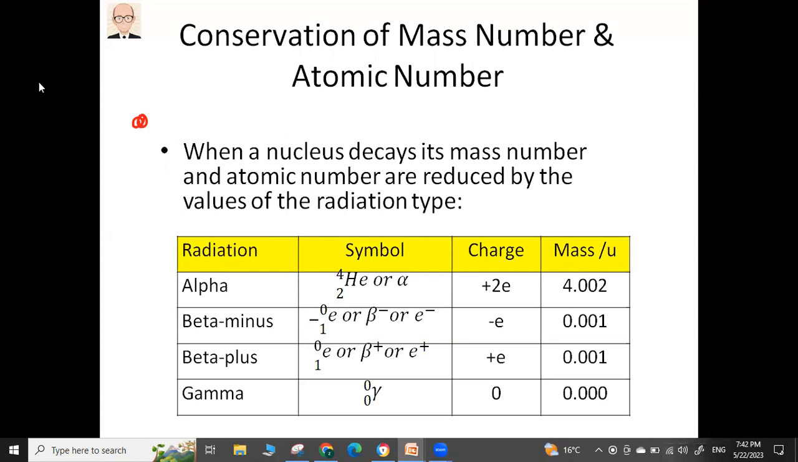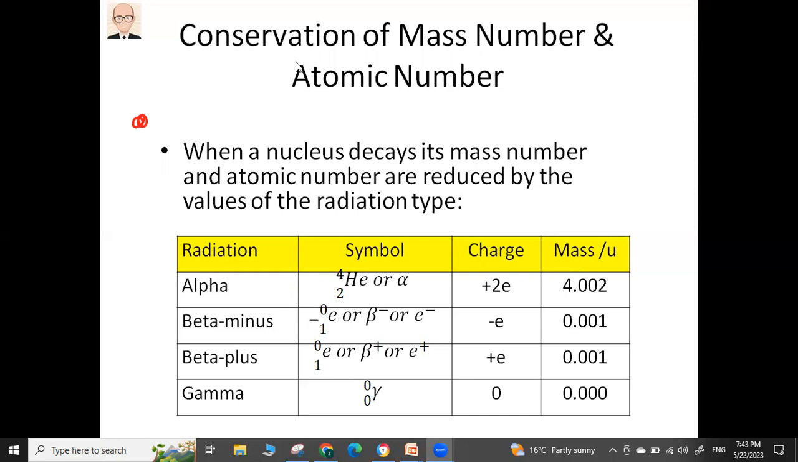The next title is conservation of mass number and atomic number. When a nucleus decays, its mass number and atomic number are reduced by the values of the radiation type.